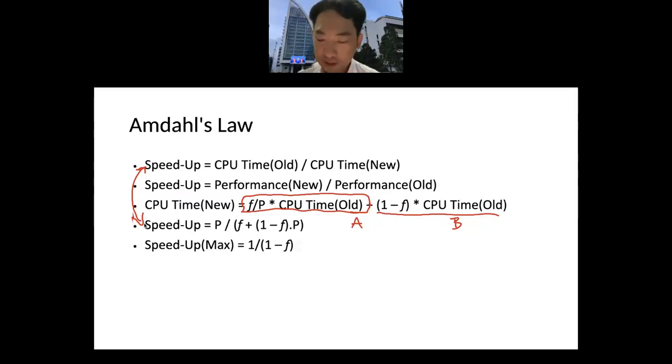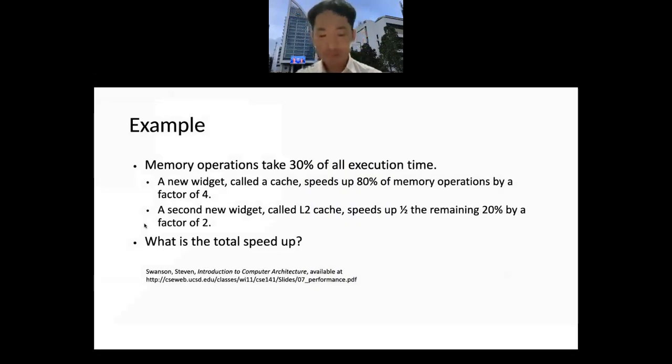And this is Amdahl's law. Let's see the example here. How can we use Amdahl's law to calculate this speedup? Let's look at the information in this slide. If you have memory operations for 30% of all execution time, what does it mean?